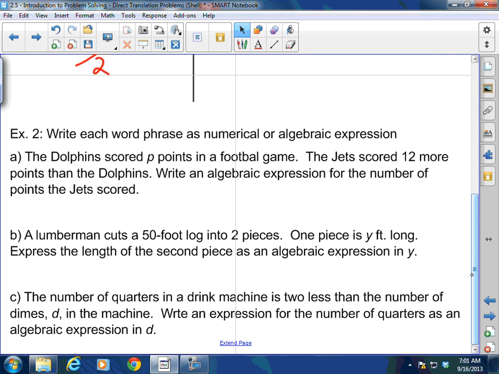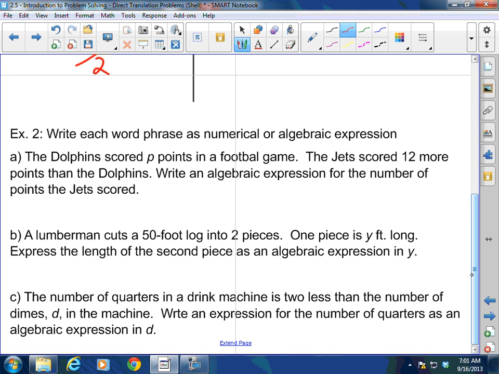Put some word problems to play. The Dolphins scored P points in a football game. The Jets scored 12 more points than the Dolphins. Write an algebraic expression for the number of points the Jets scored. Okay. Whenever we have a comparison type of situation, this is what's called a direct translation word problem. We don't have a solution yet. We're not setting up an equation. We're building to that, okay?